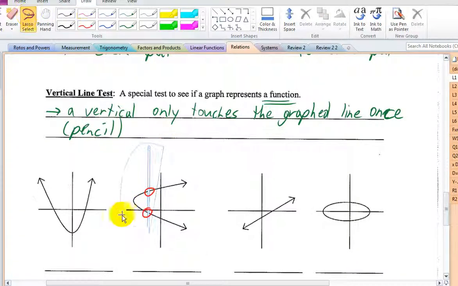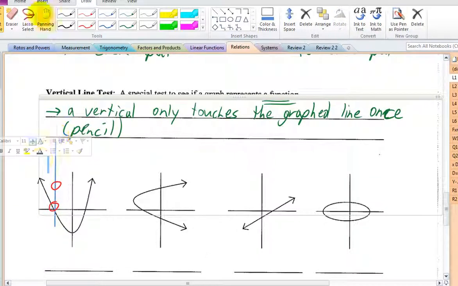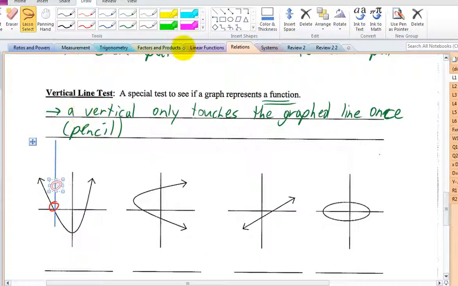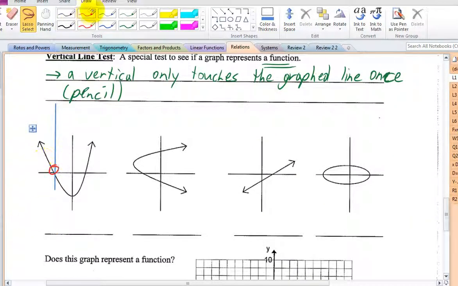If I take this line and move it over, back here, it's only touching once. Okay? So here, I can get rid of this touch. It's only once. So this one is a function. But then I look over here, I'll draw the example. Okay. Here we have double touching. So it's not a function. Okay. Next one, what do you guys think?